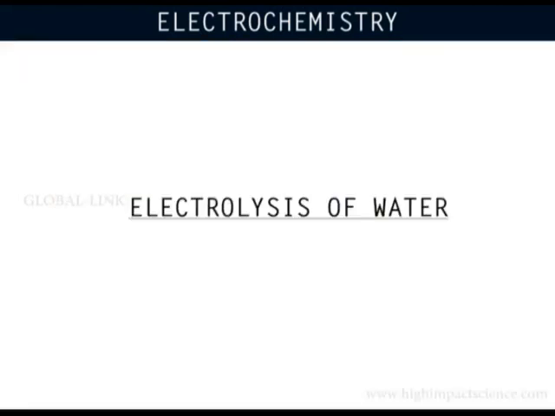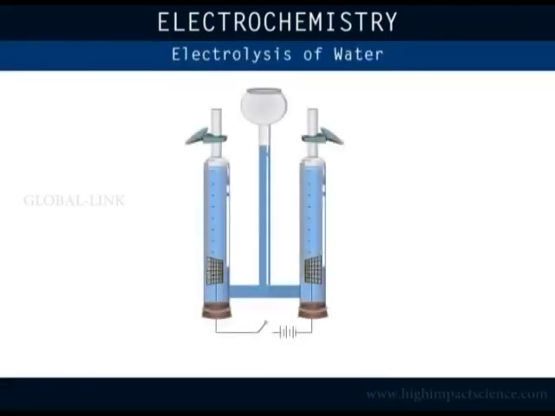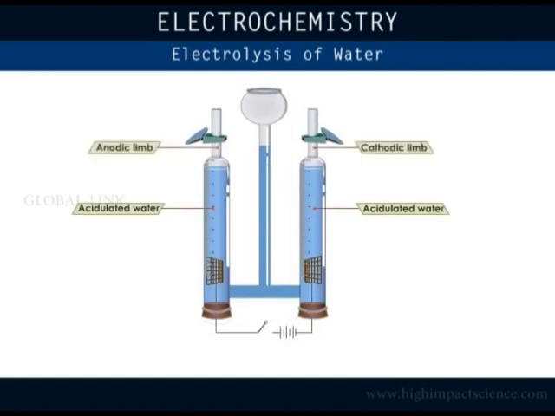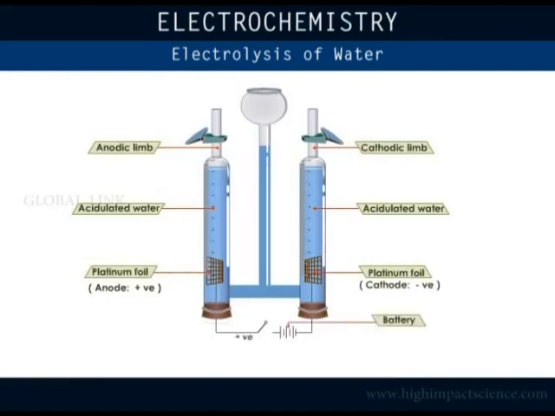Let us start with the electrolysis of water. This is an electrolytic cell used for electrolysis of water called a Hofmann's voltameter. Acidulated water is the electrolyte taken in the limbs of the voltameter. The electrodes, anode and cathode, are made of platinum and are connected to the positive and negative terminals of the battery, respectively.